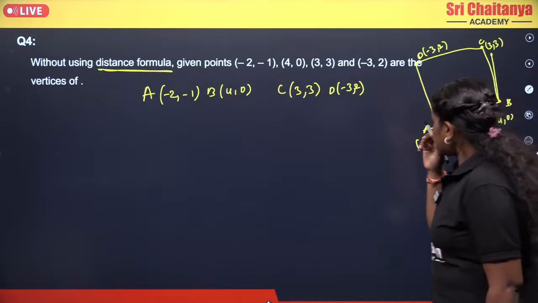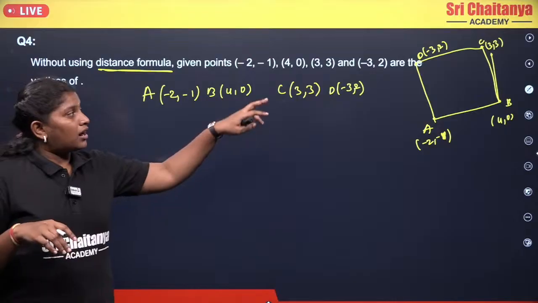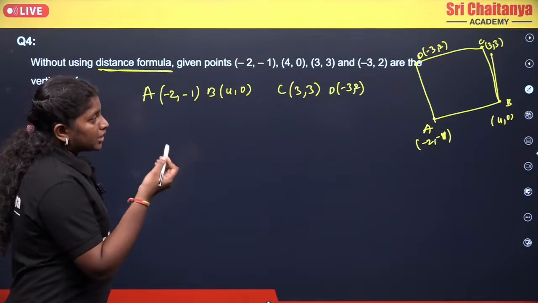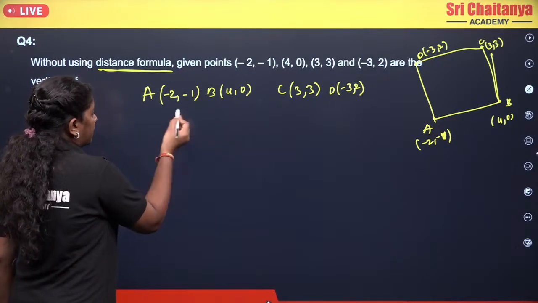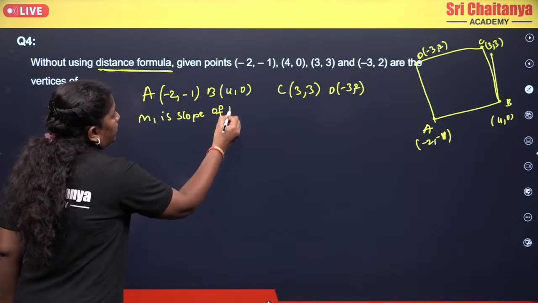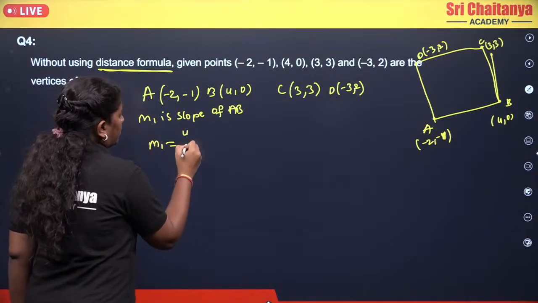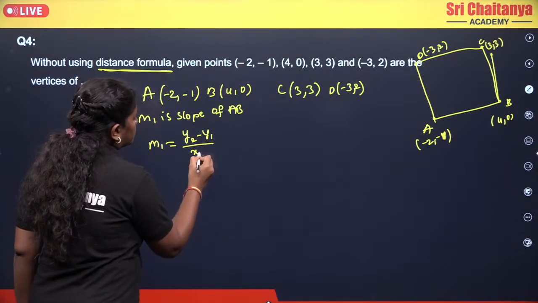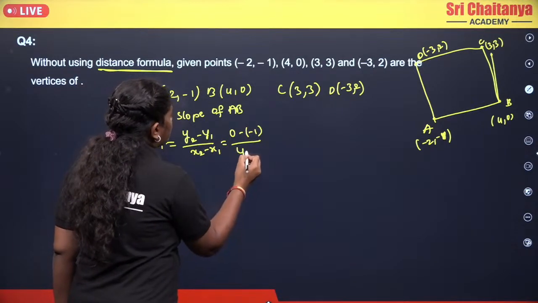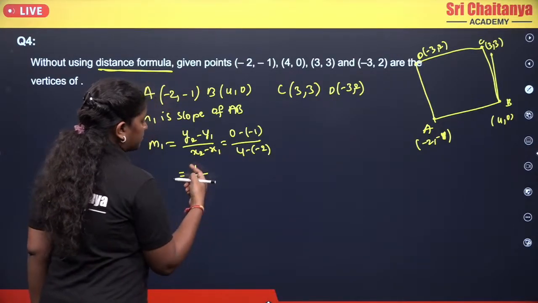Now, first of all we will find the slope between the sides. We can take our AD and BC, otherwise you can take your AB and CD also. So now take M1 as the slope of AB. What will M1 be? M1 equals (y2 minus y1) by (x2 minus x1), which is nothing but 0 minus of minus 1 by 4 minus of minus 2, that becomes 1 by 4 plus 2, 6. So we got 1 by 6.